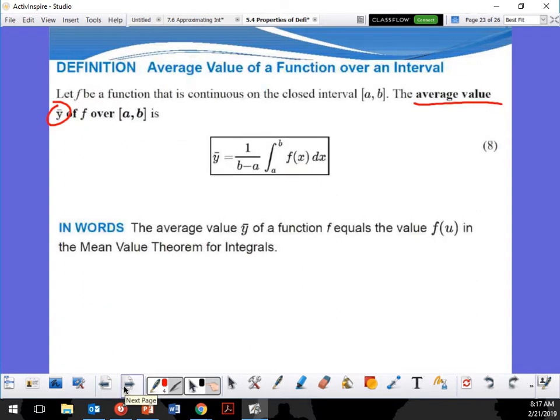Now, for the average, remember, the y with the line over top, I think it's called bar. I'm trying to remember. Almost positive it's y bar. That's what you call it. Y bar.